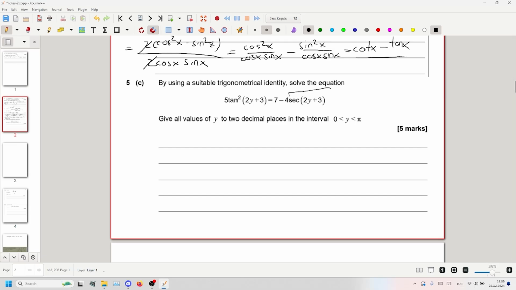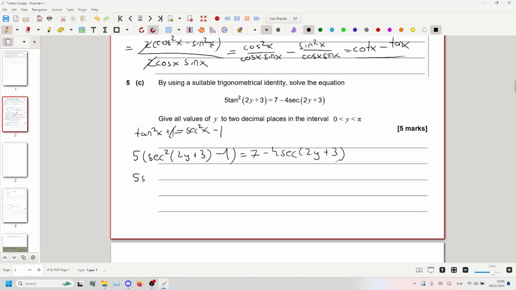Here the lowest power is secant of 2y plus 3. So it would make sense to convert this tangent squared into a secant squared. Now, if you remember, tangent squared of x plus 1 equals secant squared of x. So we can write tangent squared of x as secant squared of x minus 1. So our equation becomes 5 times the secant squared of 2y plus 3 minus 1 is equal to 7 minus 4 secant of 2y plus 3.